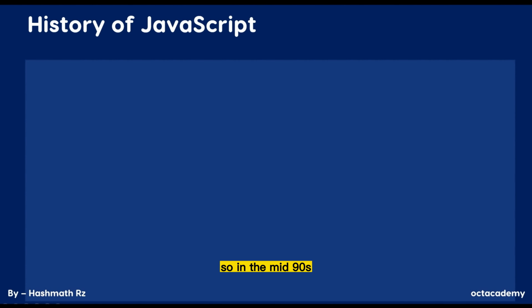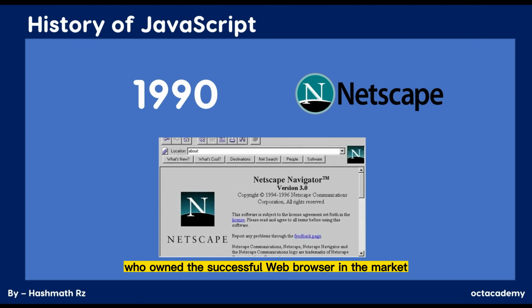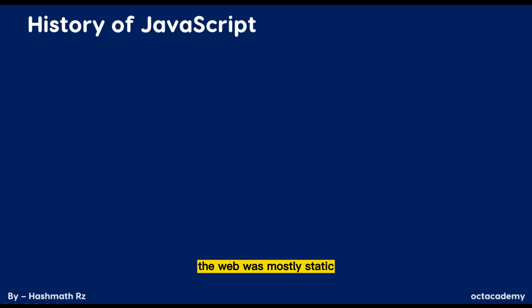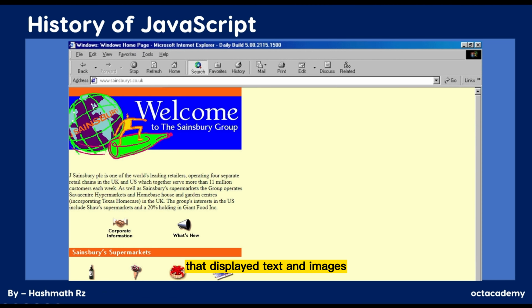So in the mid-90s, there was a company called Netscape Communications who owned a successful web browser in the market. It was called Netscape Navigator. So this was one of the most popular web browsers of its time. At that time, the web was mostly static with simple HTML pages that displayed text and images. At this time, most of the companies used websites just to showcase their company details.